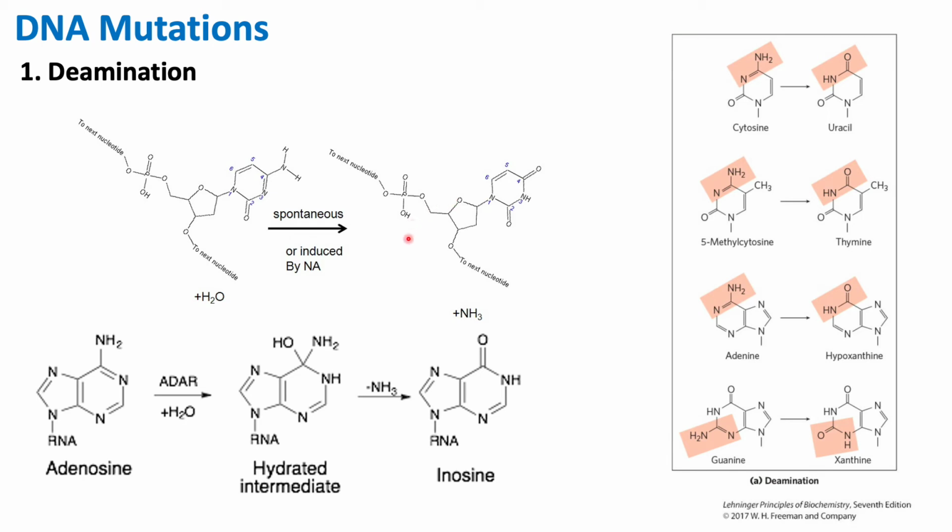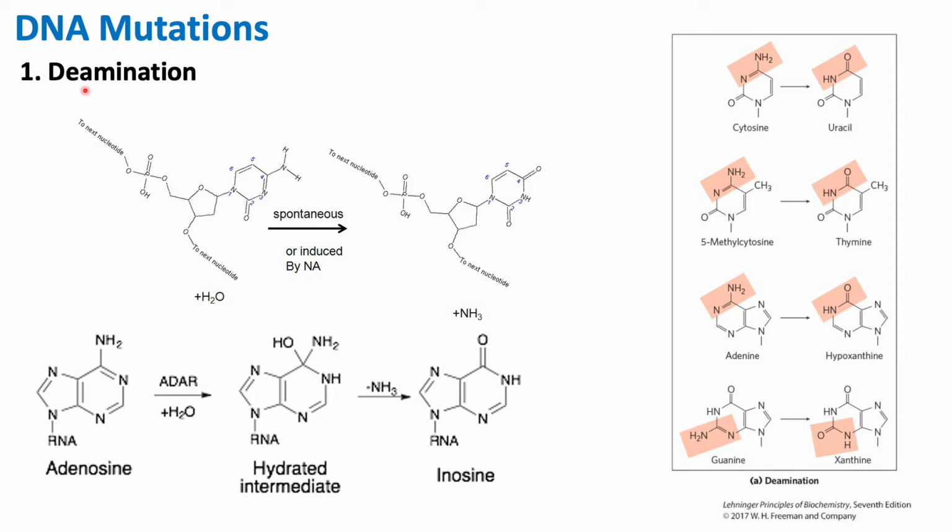When we talk about DNA mutations, we will specifically be talking about the mutations found within nucleic acids and nucleotides, because those are the building blocks of our DNA. Now we're going to go over 5 of the most common mutations found within DNA or nucleotides, and the first one is deamination. Now if we break down this word, we can understand what it means.